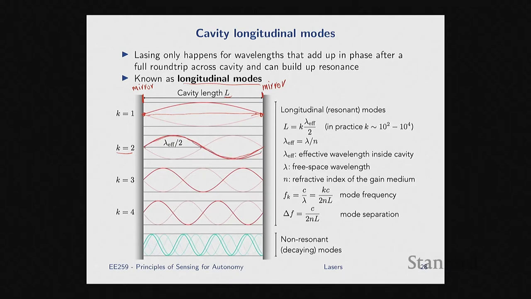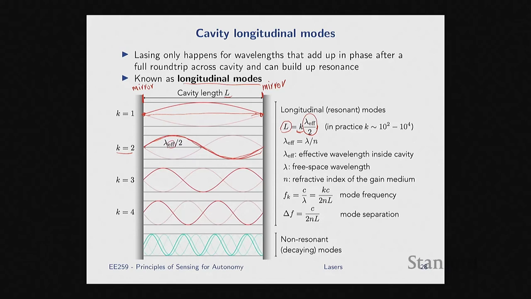Then again, the nulls are aligned, and then this thing can just oscillate without interfering with itself destructively. And so on and so forth. So the condition is the length of the cavity should be some integer multiple of a half wavelength. And here I'm writing effective wavelength. I'll clarify what I mean by effective.